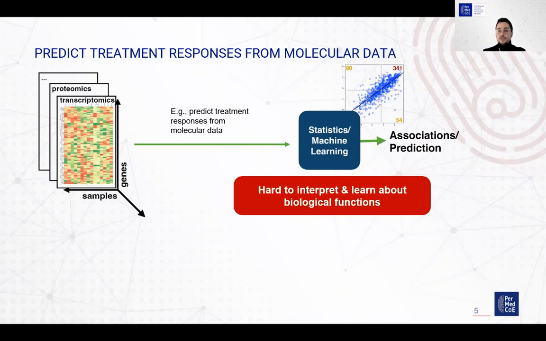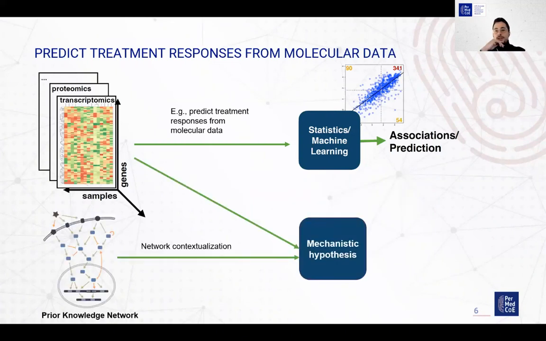And also we have thousands of features, like measurements for the whole gene, for the whole transcriptome and so on. Which makes it very hard to learn about the biological functions. Even if we can do predictions, it's hard to make mechanistic hypotheses out of it. But sometimes we indeed have information about the biological system under study, right?